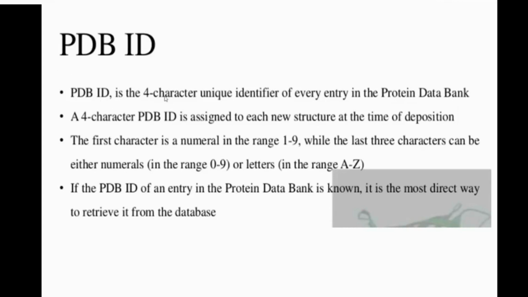The PDB ID is a 4-character unique identifier of every entry in the Protein Data Bank. The 4-character PDB ID is assigned to each new structure at the time of deposition. The first character is numerical in the range of 1 to 9, while the last 3 characters can be either numerical in the range of 0 to 9 or a letter in the range of A to Z. If the PDB ID of any entry in the PDB is known, it is the most direct way to retrieve it from the database. If you know the PDB ID of the protein you are interested in, it is the most direct way to retrieve it from the database.